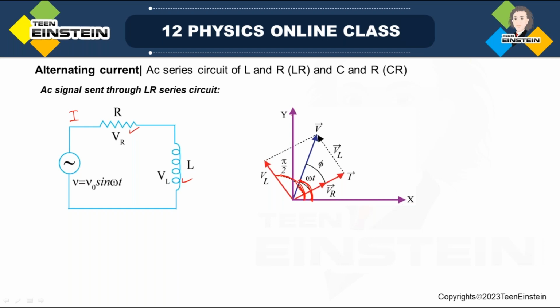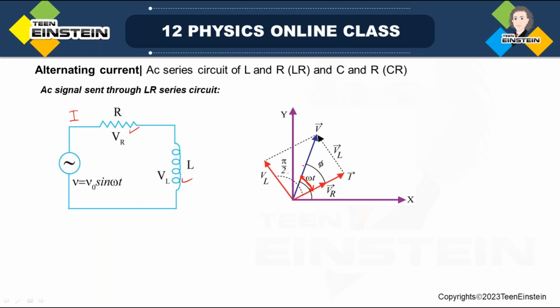So this is all the way omega t plus pi by 2. Now the angle between these two is actually pi by 2. So what is the angle between current and the supply voltage, not VL? This supply voltage and current. The phase angle between the current and supply voltage is this, omega t. This is actually the total angle.